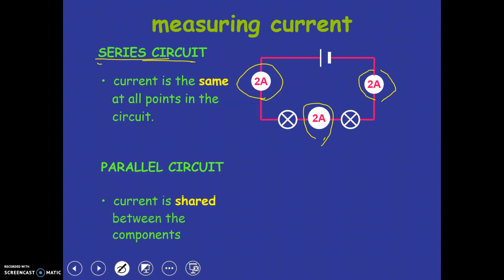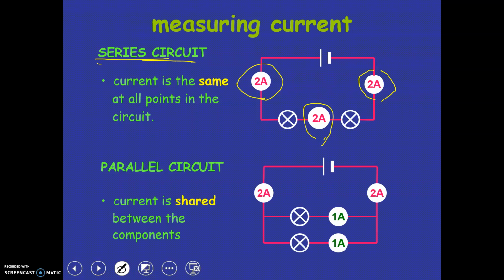In a parallel, it is going to be shared. So if this wire has 2 amps, that means that the 2 wires down here would share those amps. So each would get 1, and then when it comes back together over here, it would be 2 amps. So in a parallel circuit, current is shared.